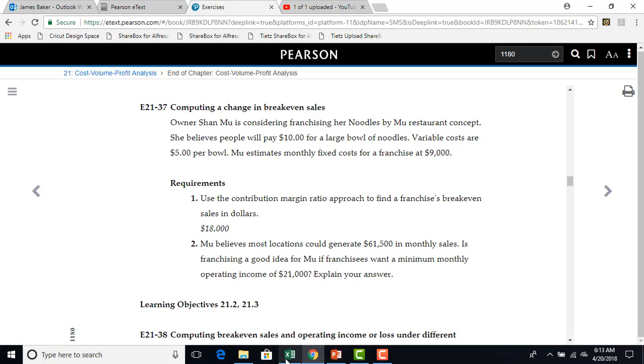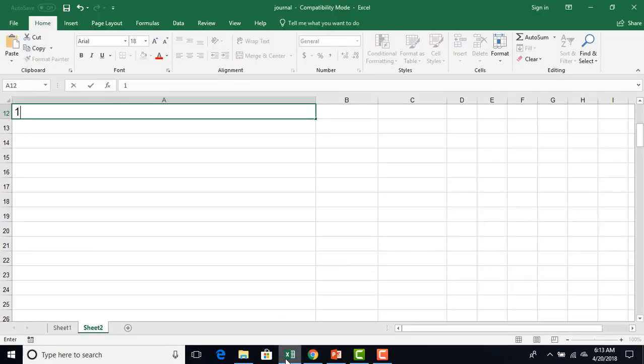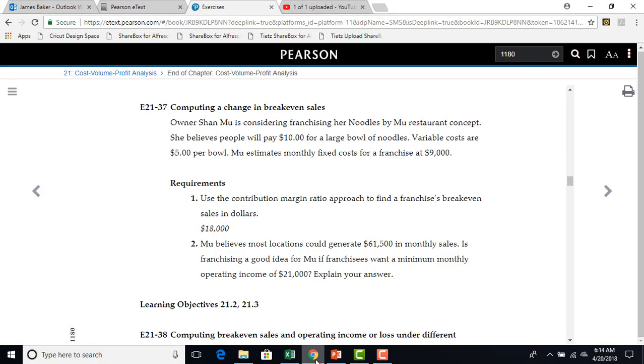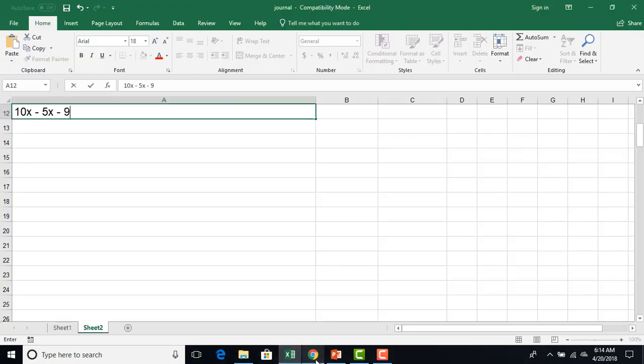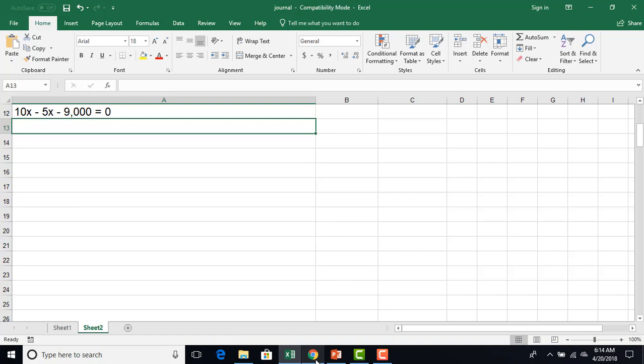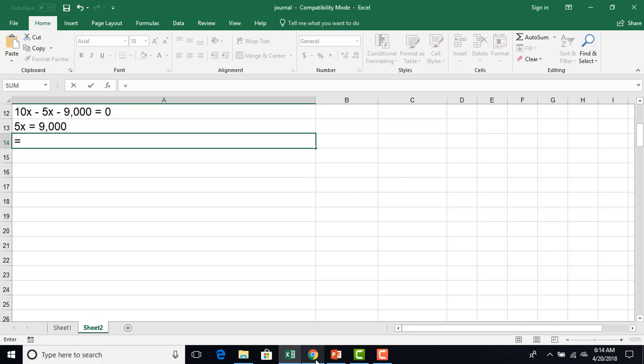All right, I'm just going to go right into the equation approach here. So I have 10x was my selling price minus 5x was my variable costs. So 10x minus 5x, my fixed costs there were $9,000. I'm trying to calculate break even, so I'll set it equal to 0. I'll combine my like terms here. I have 5x. I'll add 9,000 to each side, so it equals 9,000. So 9,000 divided by 5 leaves me with 1,800 bowls of noodles to be able to break even.